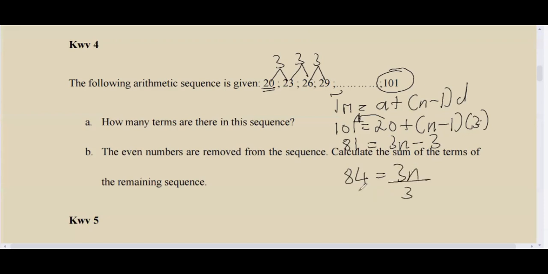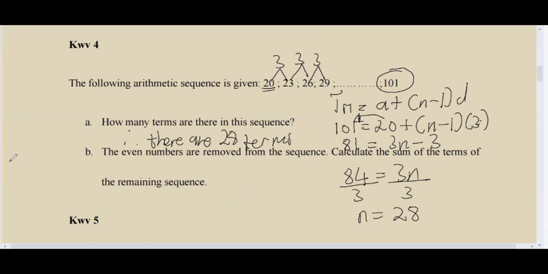Now we need to divide both sides by 3. If we divide both sides by 3, our n is equals to 28, right? So in conclusion, we can say there are 28 terms in this sequence.